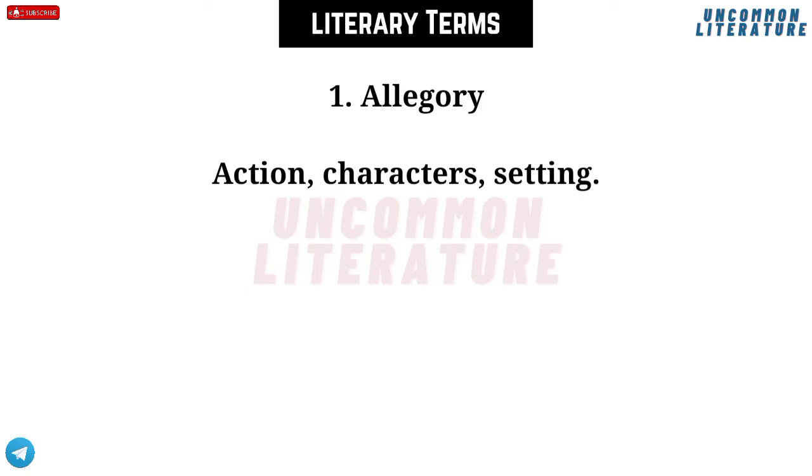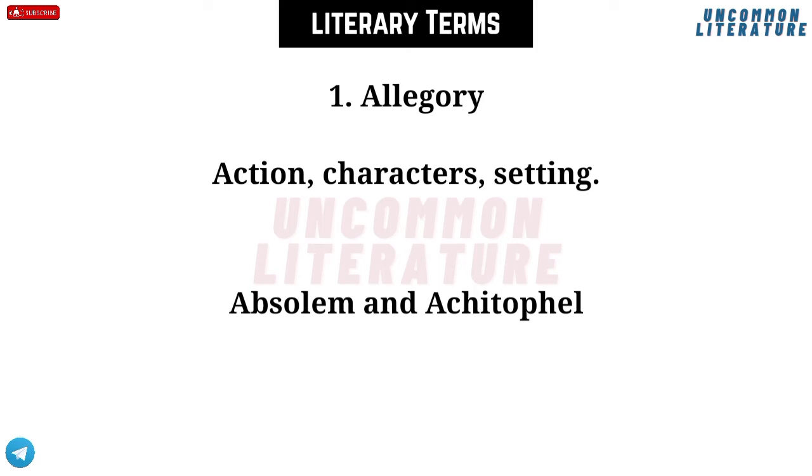I give you one example. For example, the work of Dryden, that is Absalom and Achitophel. When you read the story, you will understand that the story is complete in itself. But if you go into the depth of it, you will understand that it is related to some historical characters.